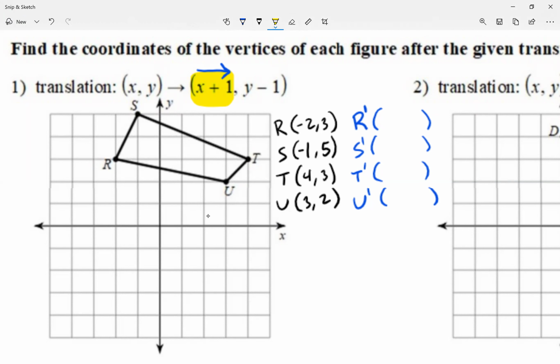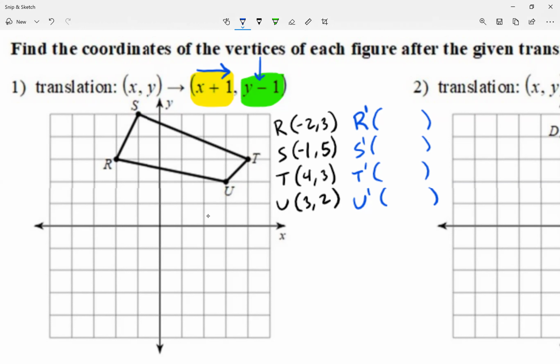And then on the Y coordinate, Y tends to tell me up or down. If it's plus, this figure moves up. If the sign that I see says minus, then it moves down. In this case, it's going to move down. So remember, the X is going to tell me right or left, how many spaces, and the Y is going to tell me up or down, how many spaces.